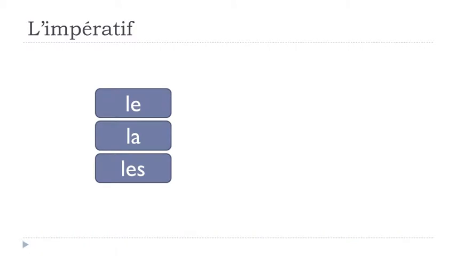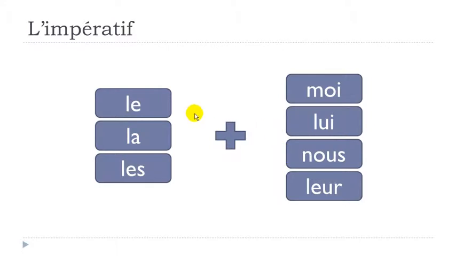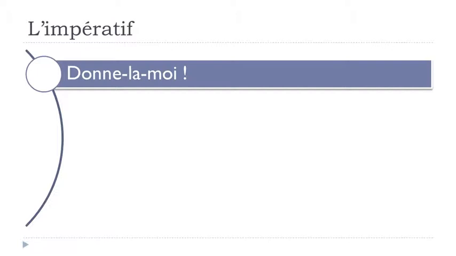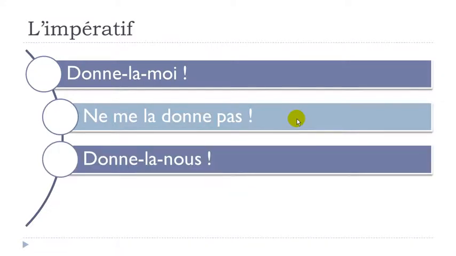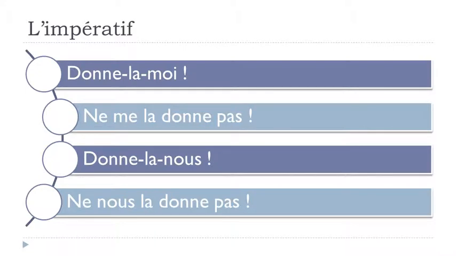Second possibility that you would have would be the pronouns like le, la, and les. Okay. And they will come first, and after that you will have moi, lui, nous, and leur, okay? Let's see a few examples now. Donne-la-moi, okay? Donne-la-moi. So exactly the same rule as we saw previously, okay? So you put them after your verb, like that, okay? But of course, when you put the negative form, then you put them back. Look, ne me la donne pas. Donne-la-moi, ne me la donne pas. Then donne-la-nous, and it will become ne nous la donne pas.